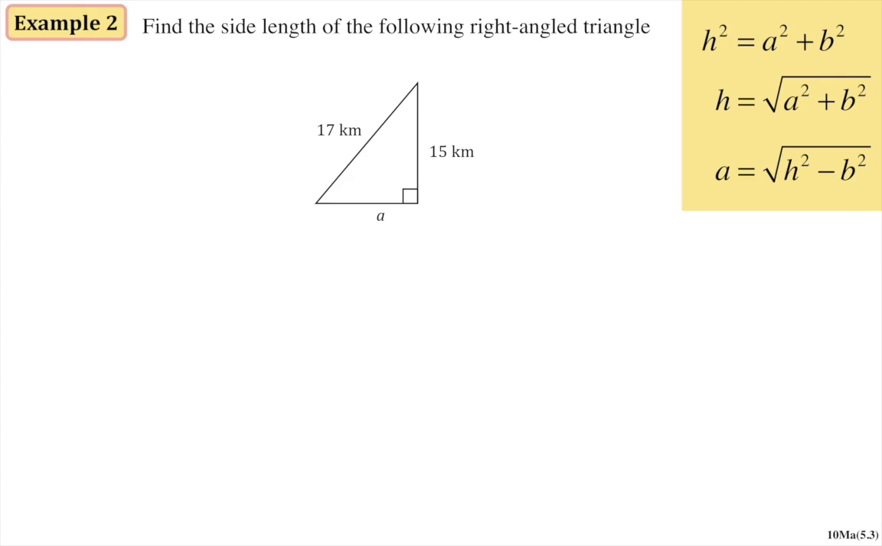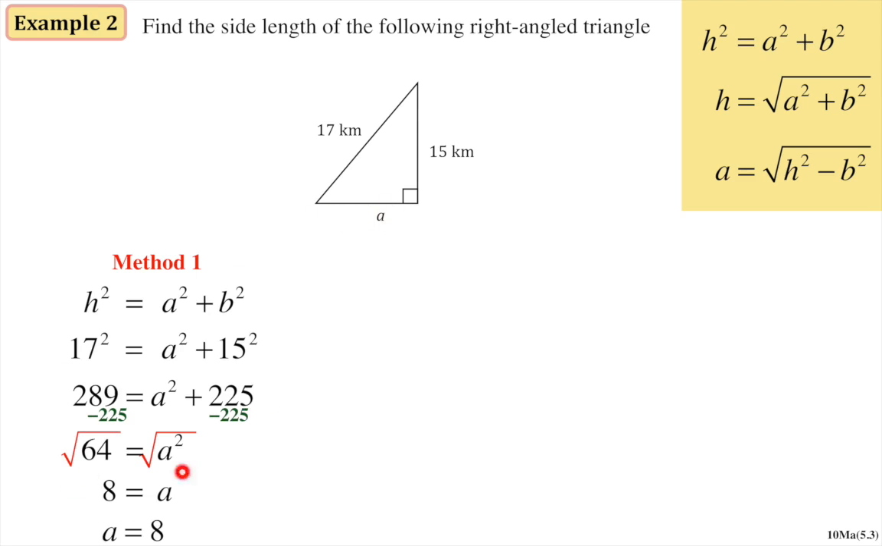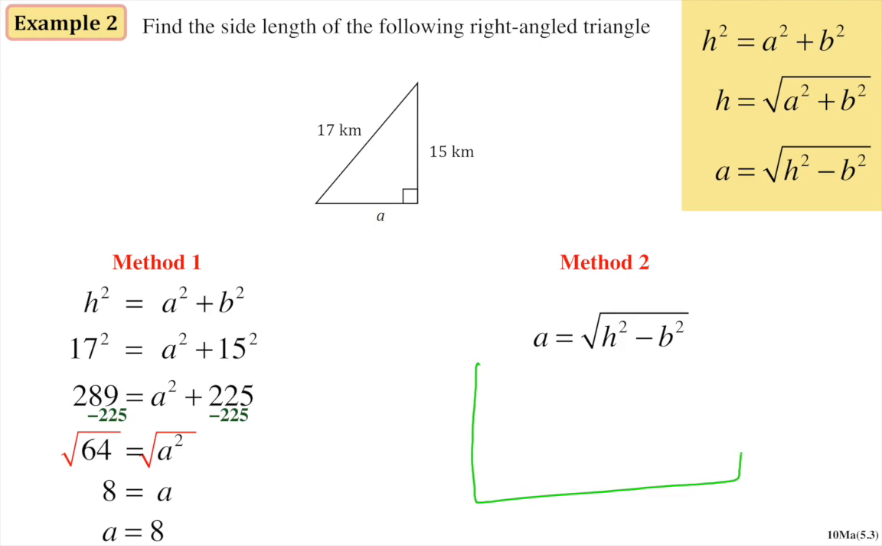Example number 2. We want to find, not the hypotenuse, a shorter side on our triangle. So that's how we would have done it back in Year 8. In Year 9, we're going to do it like this. The bit in the green box, it's all you'll need to write. We're looking for side length a. So a equals, the longest side is 17, so the square root of 17 squared minus 15 squared. Put that into the calculator, a is equal to 8. That's full working out, that's all we need to show.